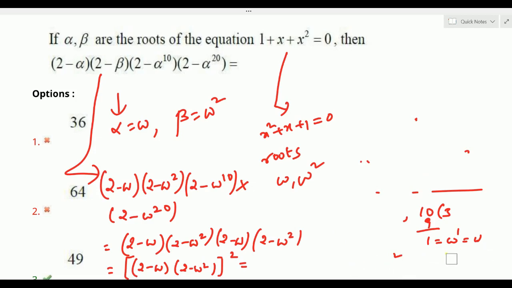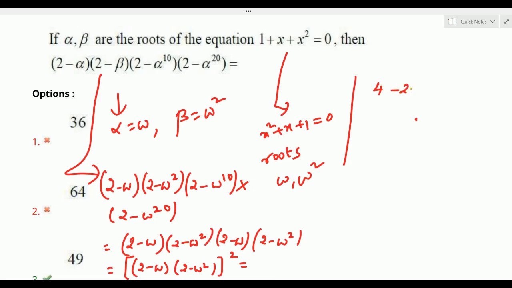First, let us expand the internal part with 2. When we expand with 2, what is our resultant? 2 into 2 is 4. Okay. Now you have to expand the internal part like this: 2 into 2 is 4, minus 2 omega square, minus 2 omega, plus omega cube, in whole square.